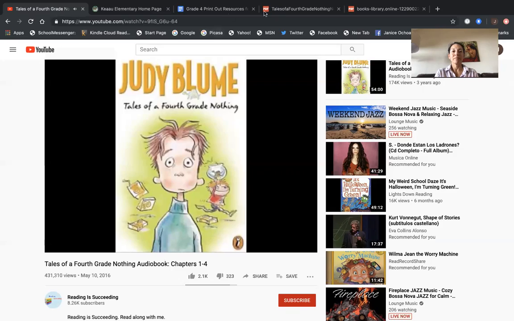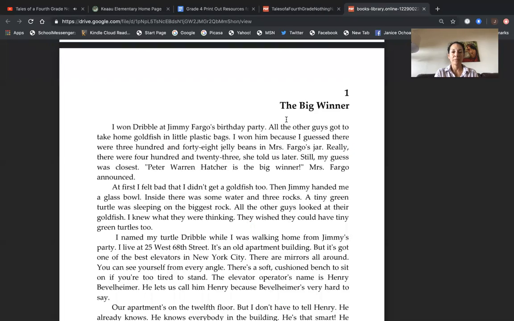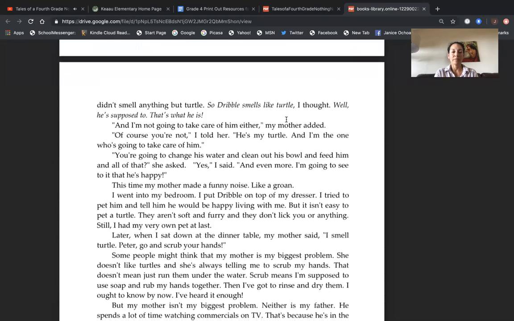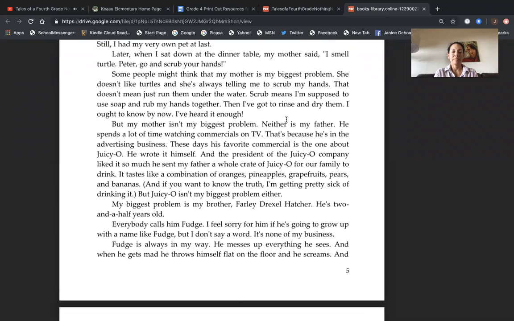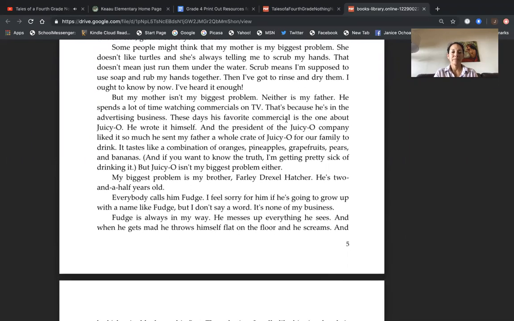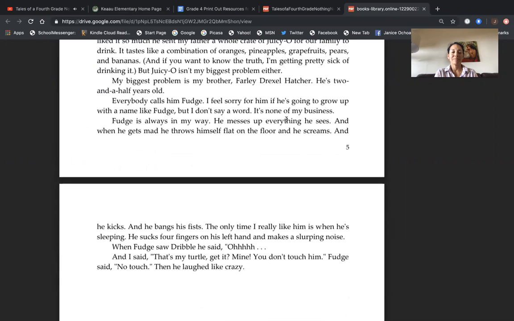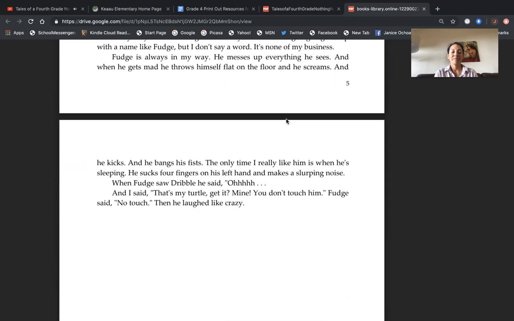Fudge is always in my way. He messes up everything he sees, and when he gets mad, he throws himself flat on the floor and he screams, and he kicks, and he bangs his fists. The only time I really like him is when he's sleeping. He sucks 4 fingers on his left hand and makes a slurping noise.